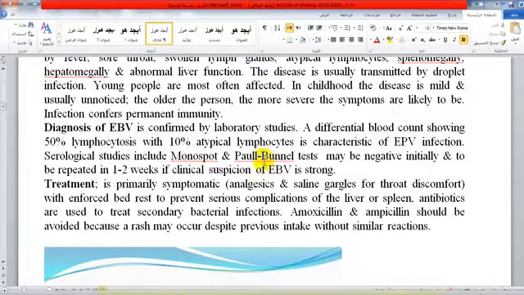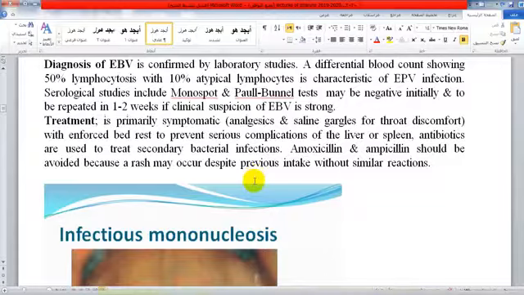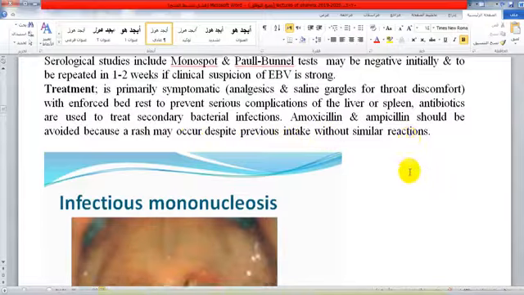Treatment is primarily symptomatic by analgesics and saline gargles for throat discomfort, with enforced bed rest to prevent serious complications of the liver or spleen. Antibiotics are used to treat secondary bacterial infections. Amoxicillin and ampicillin should be avoided because a rash may occur despite previous intake without similar reactions.